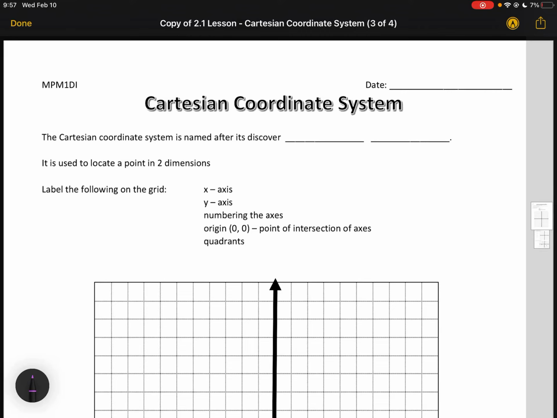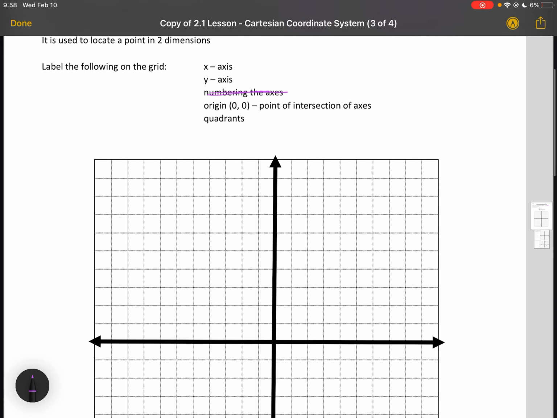This video is about the Cartesian coordinate system, which is how we locate things in math by having a general reference point. So it doesn't matter where you are, you can still understand the location of something based on the Cartesian coordinate system. It was named after René Descartes, a French mathematician, and it's used to locate a point in 2 dimensions.